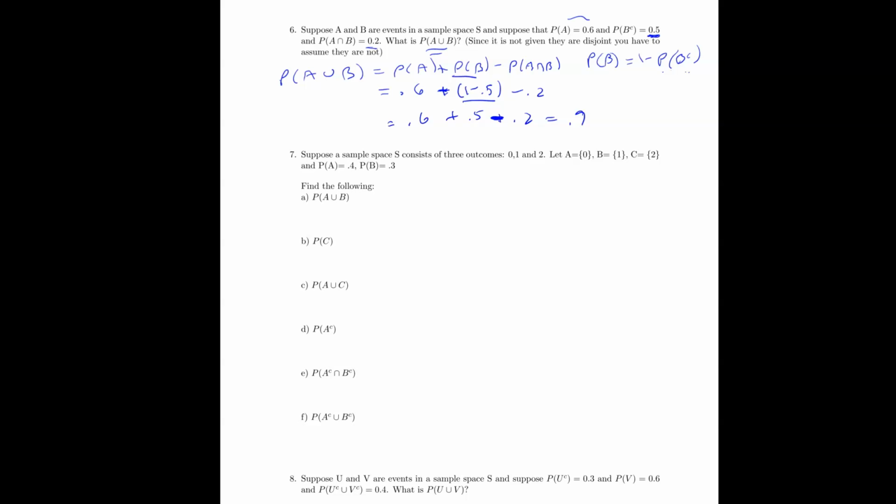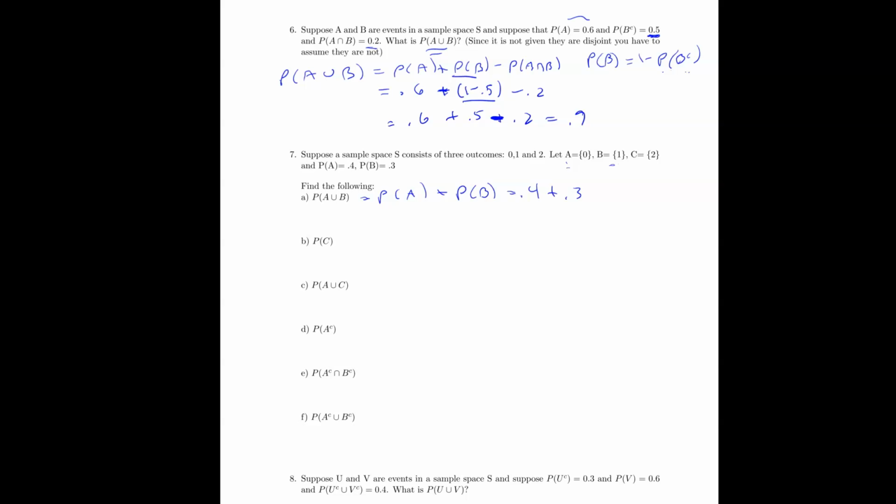So I've got three outcomes, 0, 1, or 2. So these are the sets A, B, and C. And the probability of A is 0.4, and the probability of B is 0.3. Okay, so what will be the probability of A or B? Is there any intersection between these two sets? There is not. So that means you can have the probability of A plus the probability of B, which will be 0.4 plus 0.3.